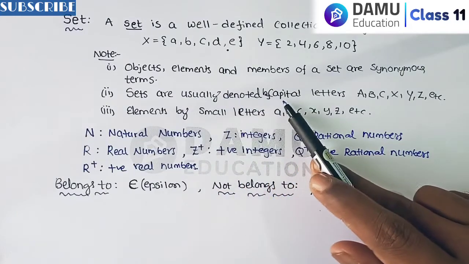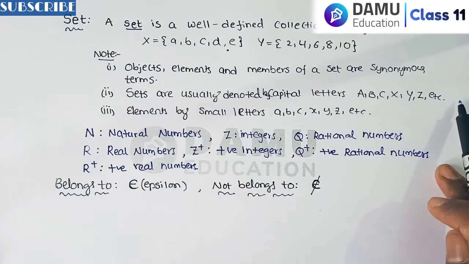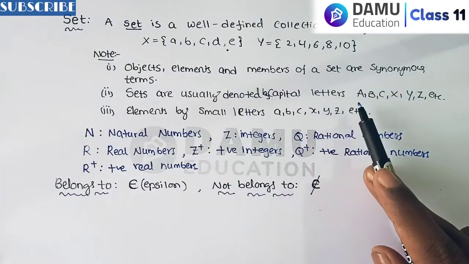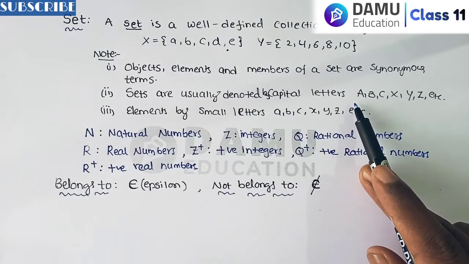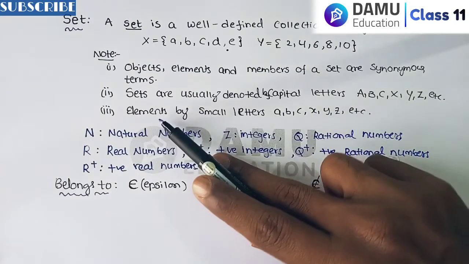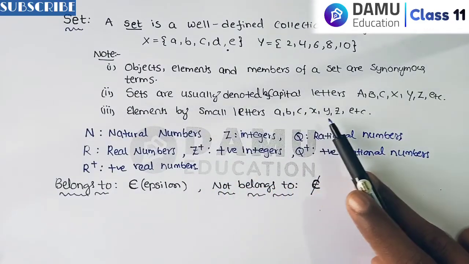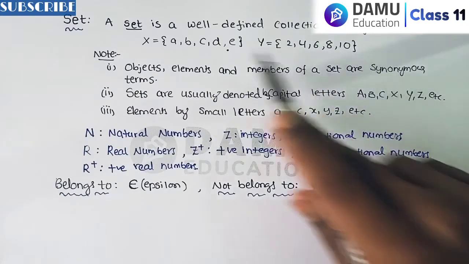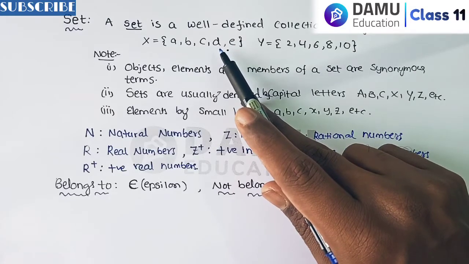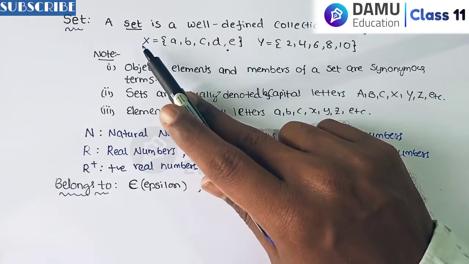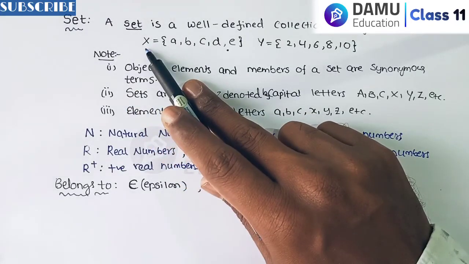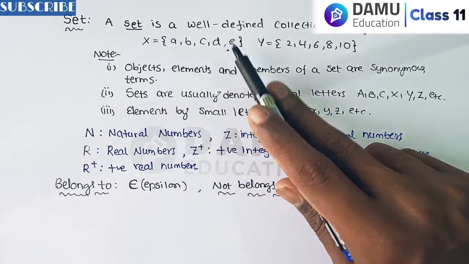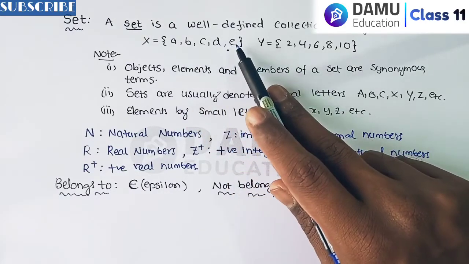Sets are usually denoted by capital letters A, B, C, X, Y, Z, etc. As already told, sets are denoted with capital letters. You can take any alphabet letter in capitals. Next, elements are denoted by small letters a, b, c, x, y, z, etc. Whatever elements you show in the sets should be small letters. Set representation will be in capitals. Set elements will be small. Set objects or set members should be small letters.